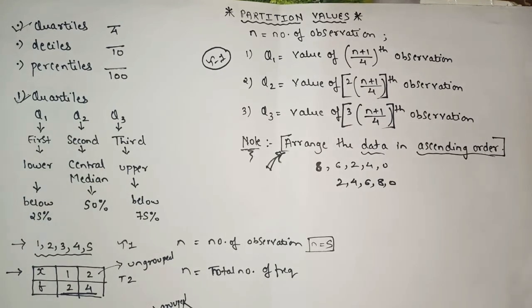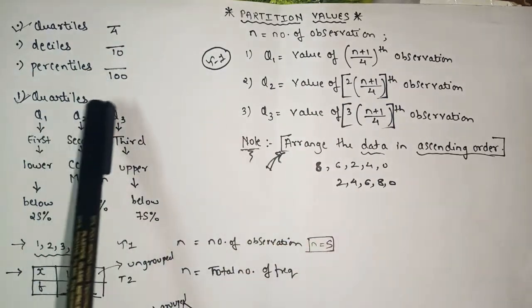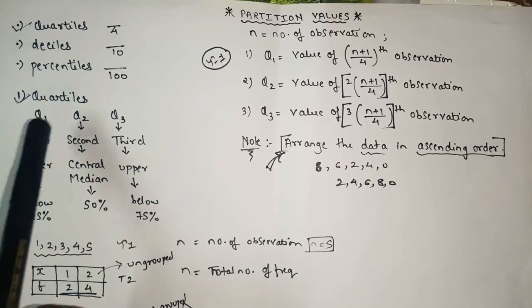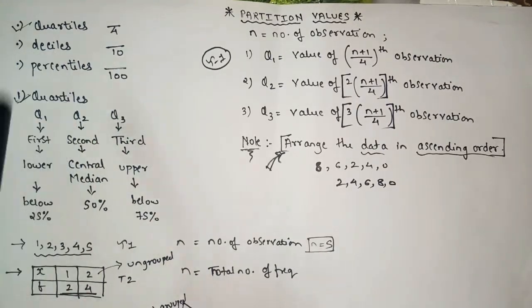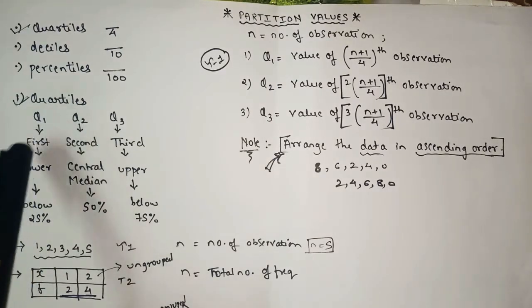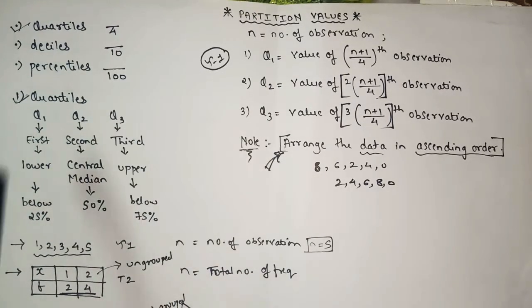Hello students, as in the last lecture, we started with a new chapter, that is chapter number 1, partition values from Maths 2, where we saw about quartiles, in which, as I told, there are three quartiles. One is Q1, Q2 and Q3. You must remember this name.